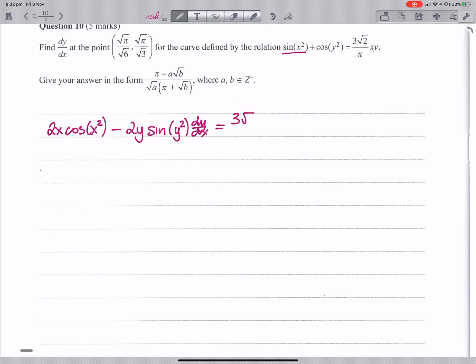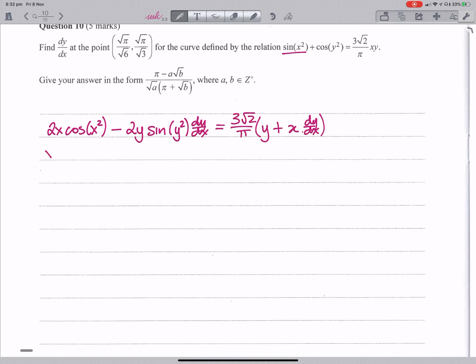That's equal to 3 root 2 on pi. Derive x, we get 1, so we just get y. Plus, if we derive y, we get dy dx, so x times dy dx. Okay, so that's that done with implicit differentiation. I don't think I've missed anything. Now let's sub in the points, because I think it's going to be a bastard if you don't.